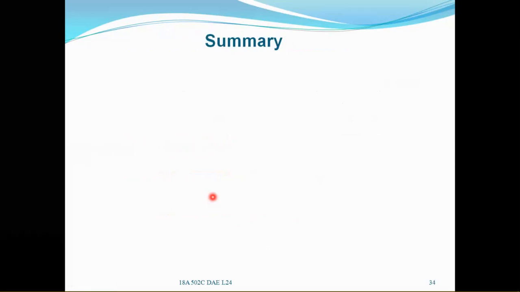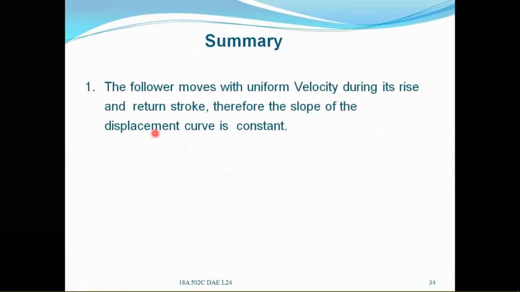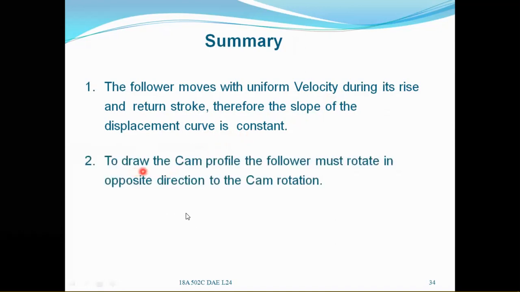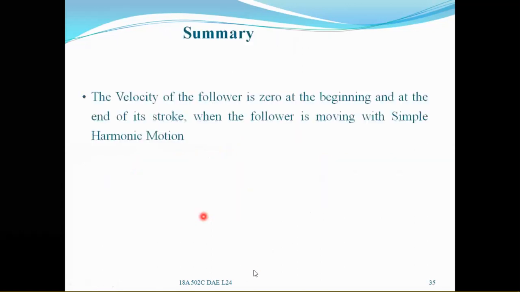So let us have the summary of this lesson. The follower moves with uniform velocity during its rise and return stroke. Therefore, the slope of the displacement curve is constant. To draw the cam profile, the follower must rotate opposite to the cam rotation. And the velocity of the follower is 0 at the beginning and at the end of its strokes.